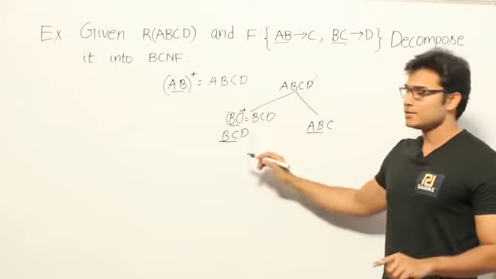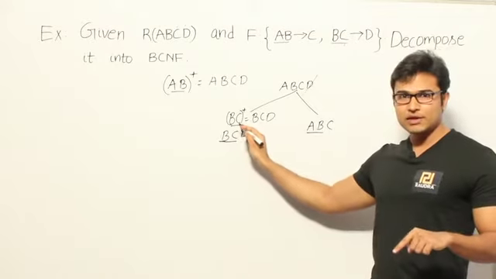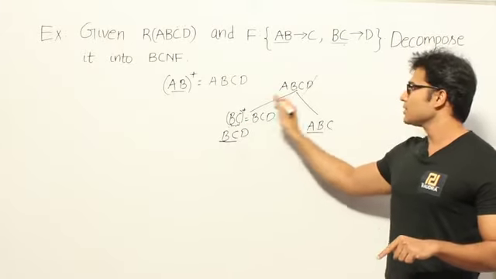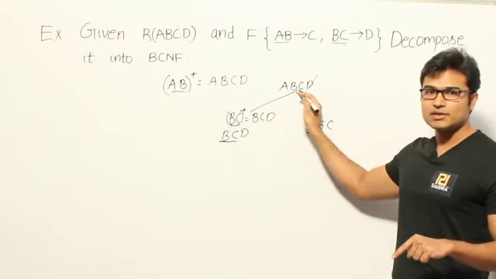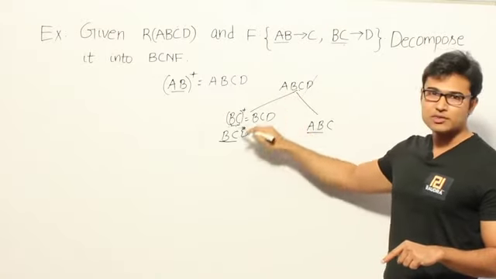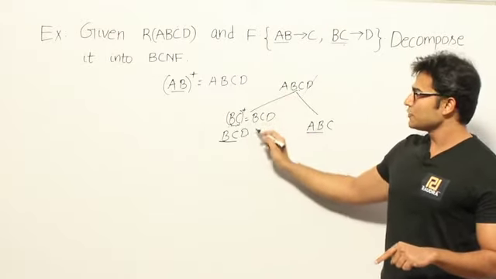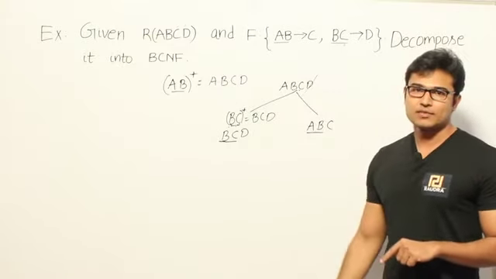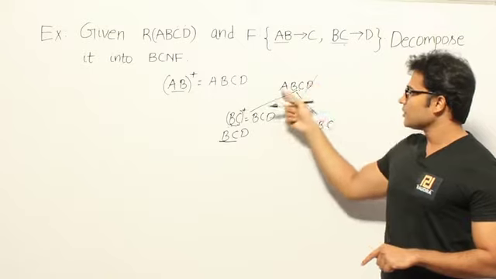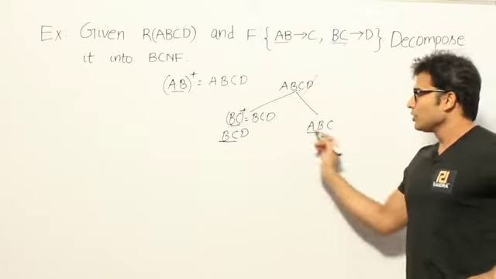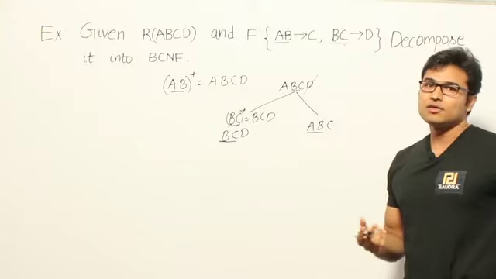Are you getting this? Whenever I find the closure of the left side, I am also letting this left side be present in the original table. The reason is I want something to be present at the intersection between these two tables, and that intersection should be the key for one of them. For that reason I am letting BC be there. I am not just taking away BC also and leaving A here. Got it? Okay, now we got two tables and the decomposition is lossless.